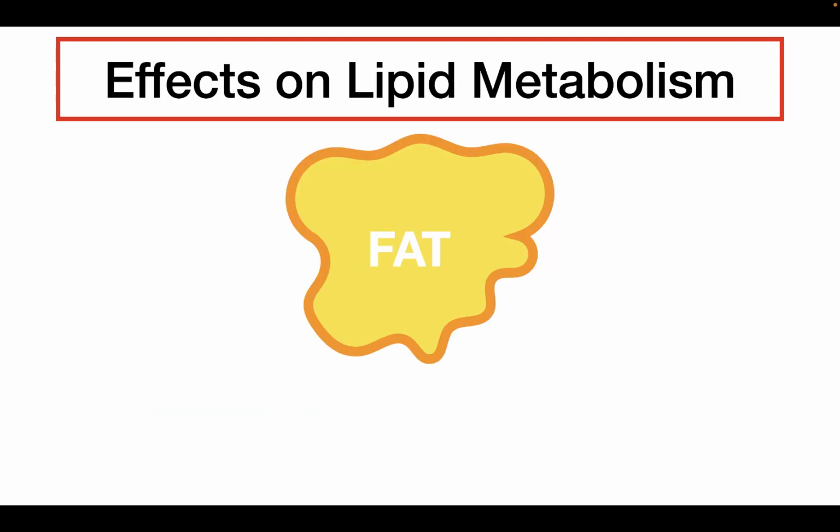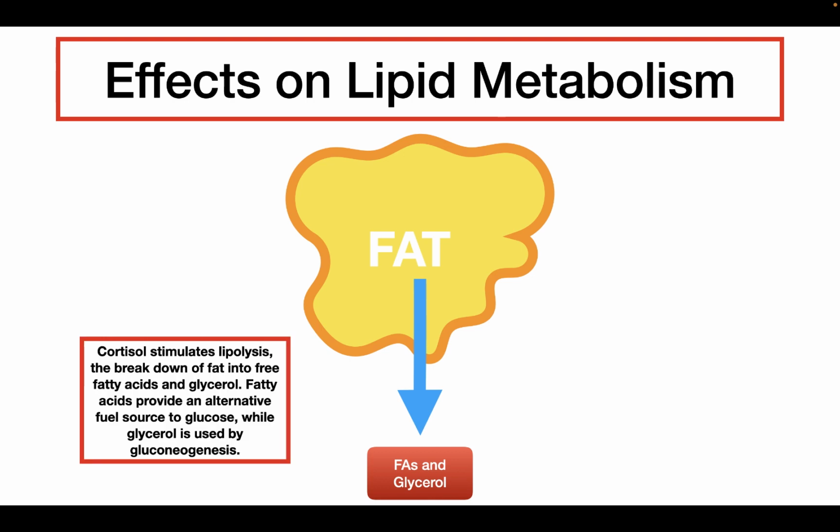So another thing that cortisol can affect is lipid metabolism. So cortisol is actually going to increase the breakdown of fat into free fatty acids and glycerol. So in other words, cortisol stimulates lipolysis, which is the breakdown of fat into free fatty acids and glycerol. The glycerol is going to be used for gluconeogenesis to produce glucose, whereas fatty acids are going to be used to provide an alternative fuel source to glucose.